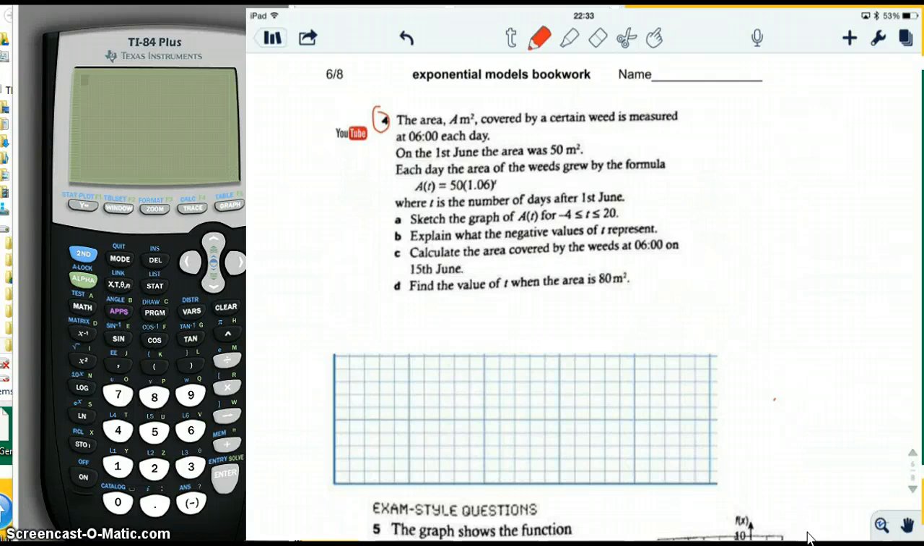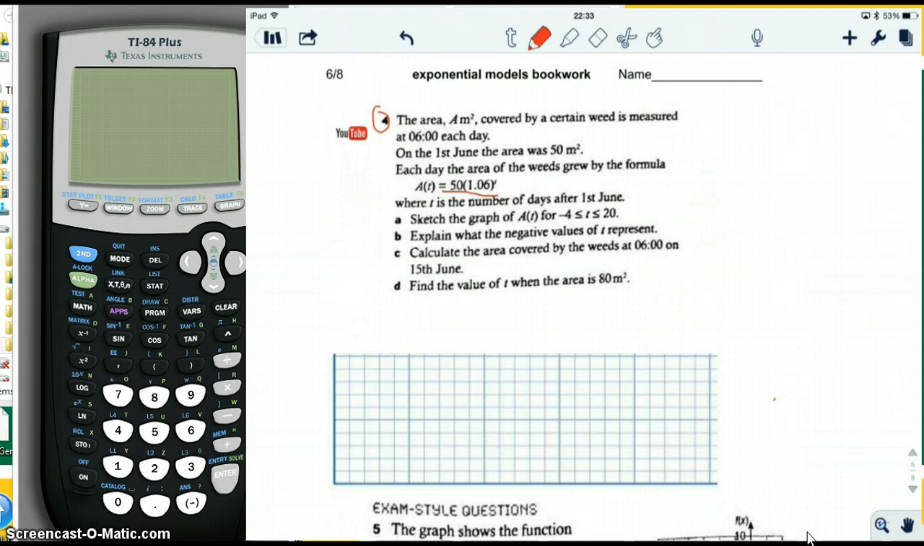Exponential models, page 6, number 4. The area A, meters squared, covered by a certain weed is measured at 6 a.m. each day. On June 1st, the area was 50 meters squared. Each day, the area of the weeds grew by the formula 50 times 1.06 to the power of t, where t is the number of days after June 1st.